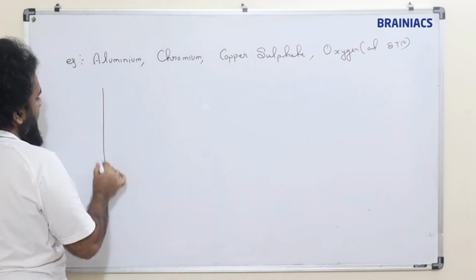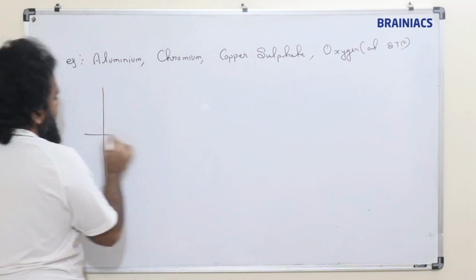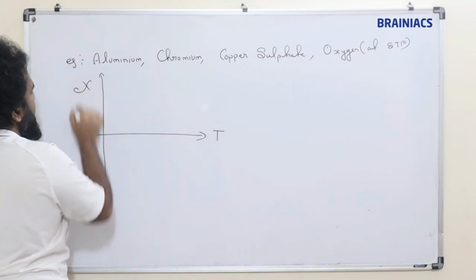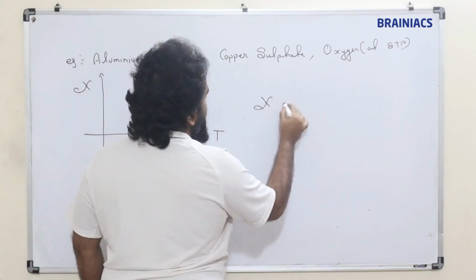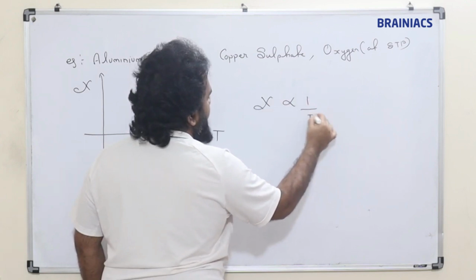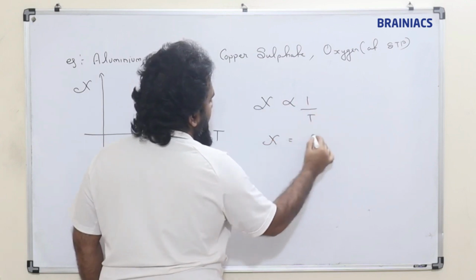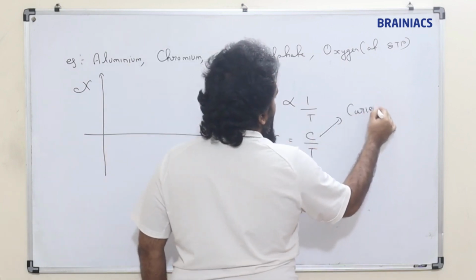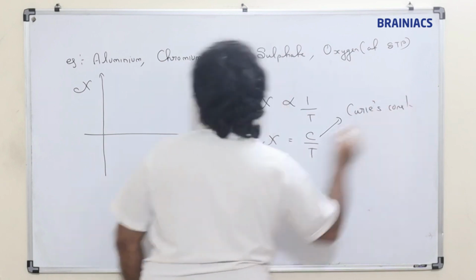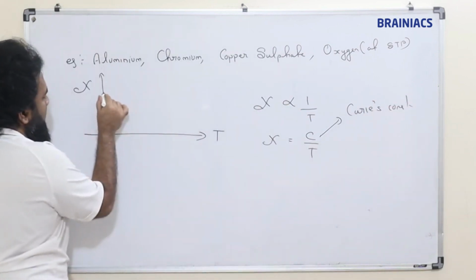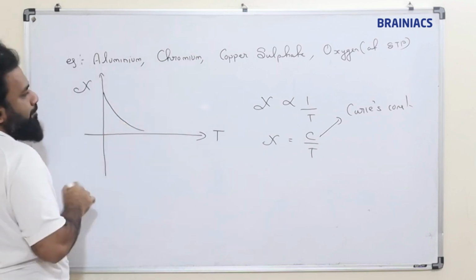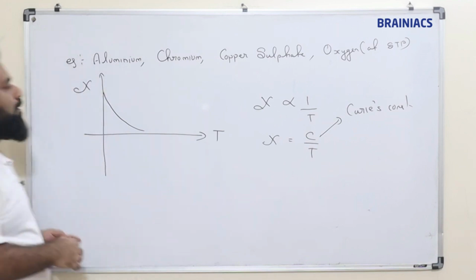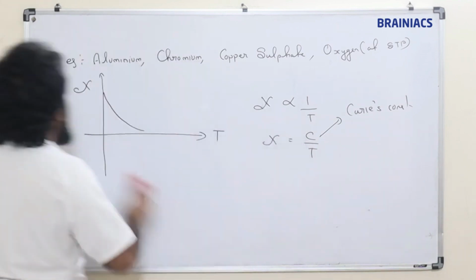And one more thing: suppose this is temperature and this is susceptibility. We have seen susceptibility is inversely proportional to temperature, or susceptibility is equal to C by T, where C is Curie's constant. So how will the graph of susceptibility be? It will be like this. The susceptibility temperature graph will be like this. Hope you understood. Clear?